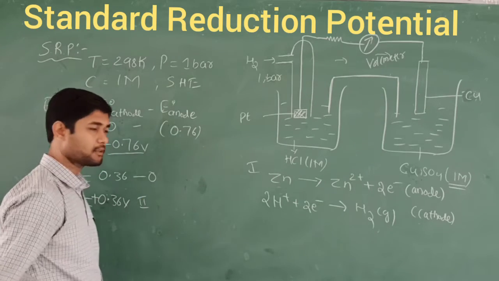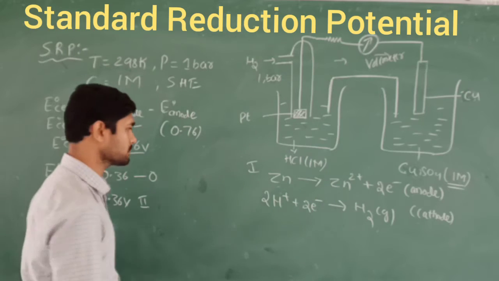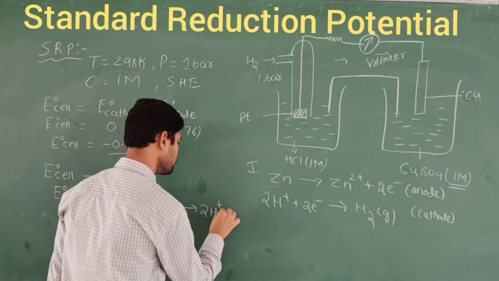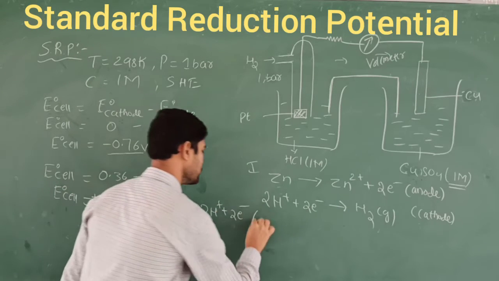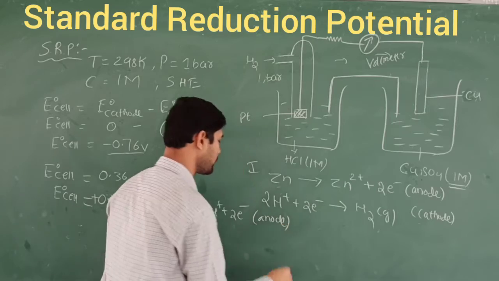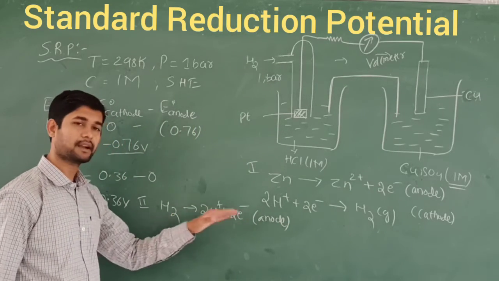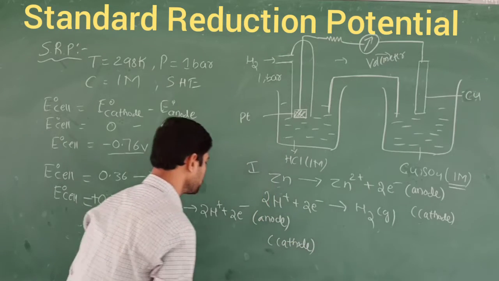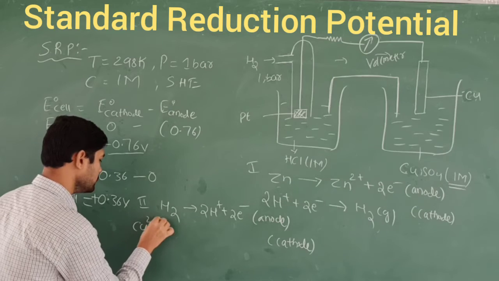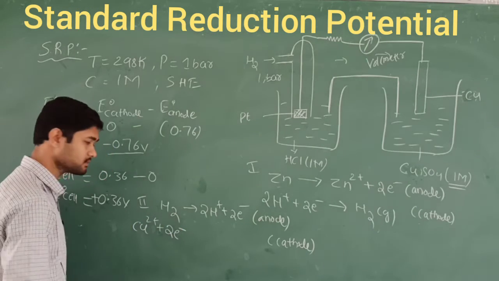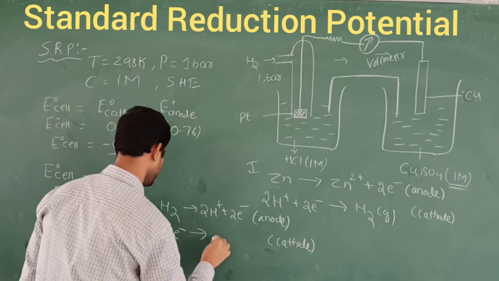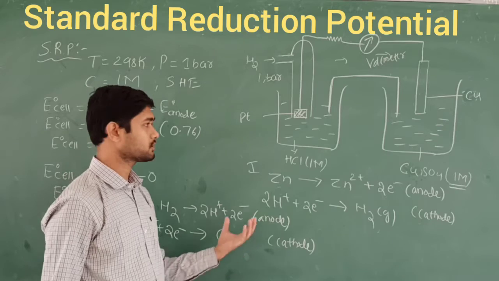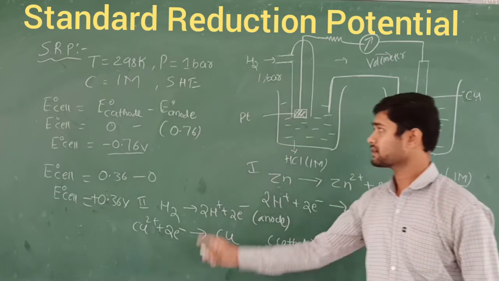So here copper is going to act as a cathode. First I write the anode reaction. Here the anode reaction is hydrogen gas losing 2 electrons, because it is going to act as the anode. Anode means oxidation, and oxidation means loss of electrons. Which one is going to act as a cathode? Cathode is nothing but the copper. Now the copper is going to receive the 2 electrons from the standard hydrogen, and we obtain Cu. So this is called the standard reduction potential.